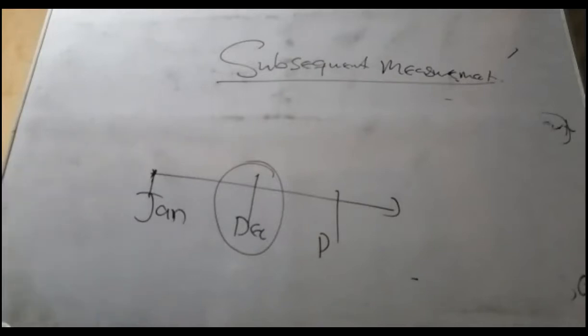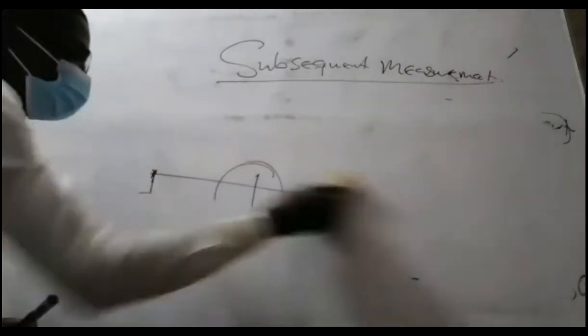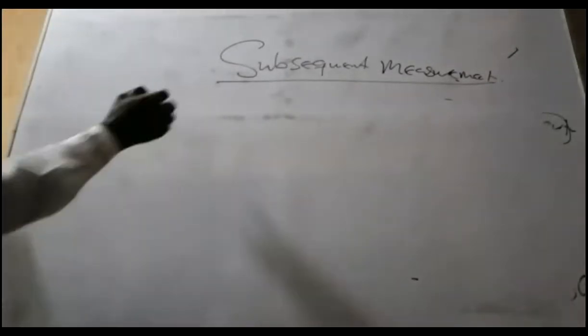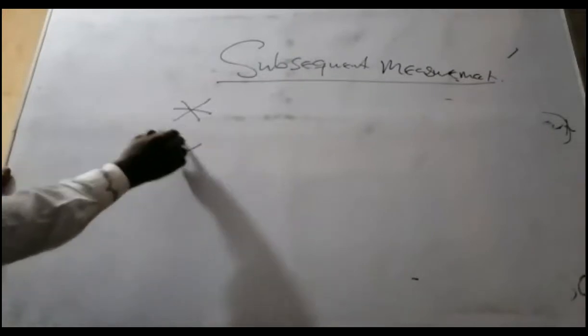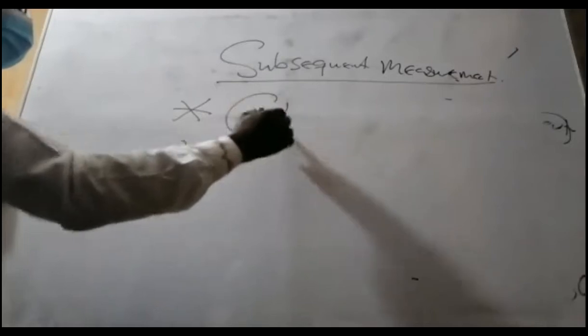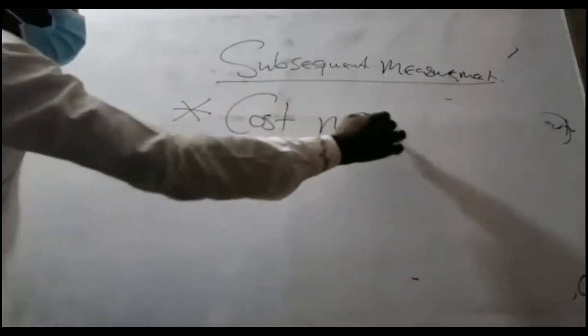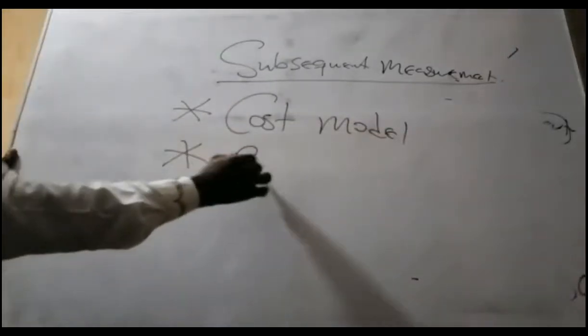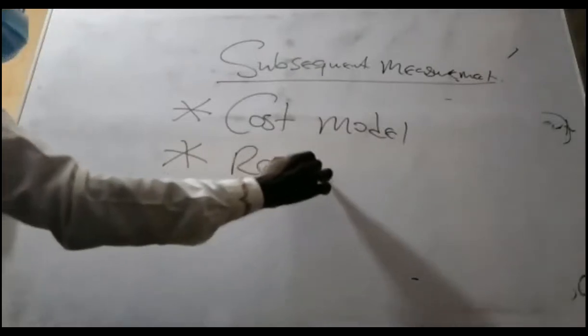Good. So basically that is it. Subsequently, there are 2 models. The entity has to choose between them. So for the subsequent measurement, you have to select one, choose between 2 models. We have what we call the cost model and the revaluation model.